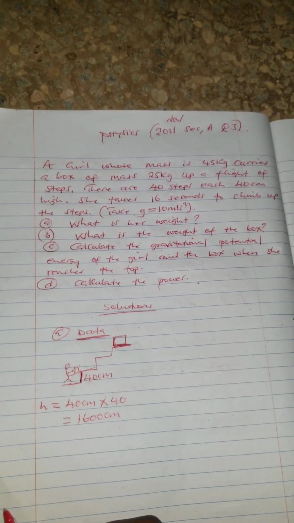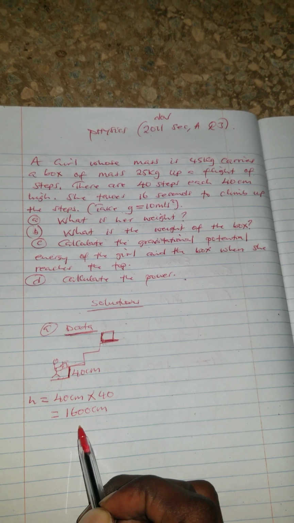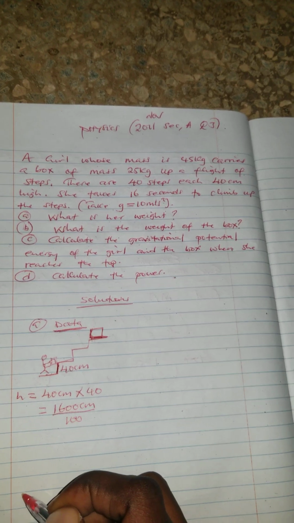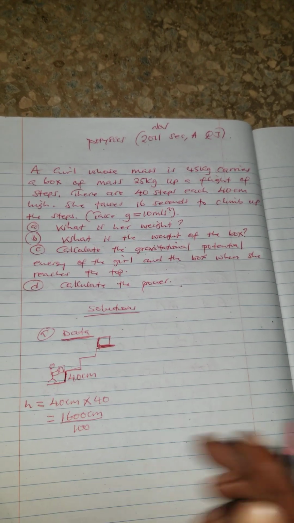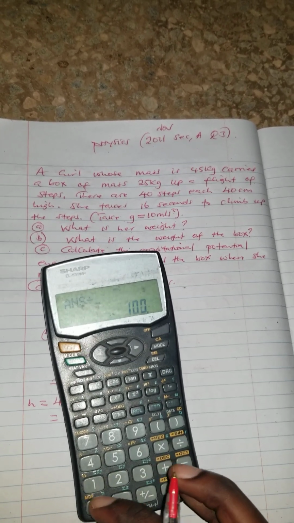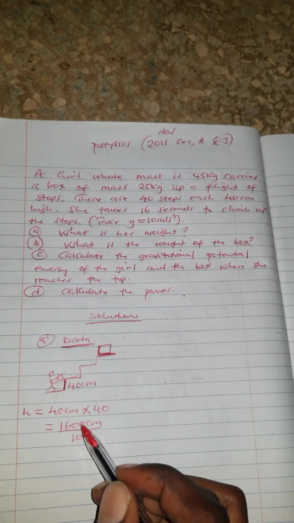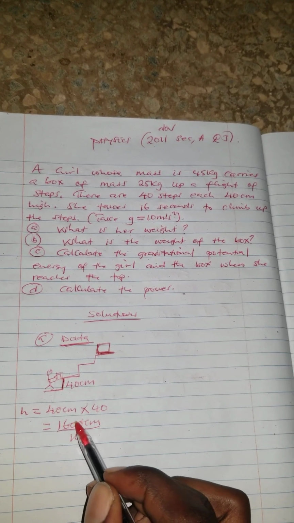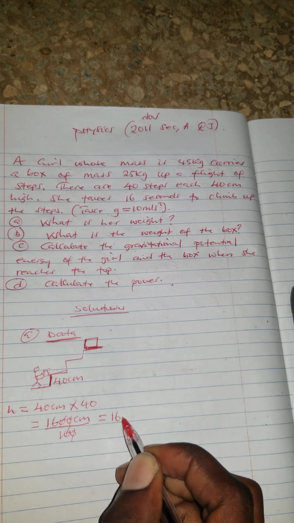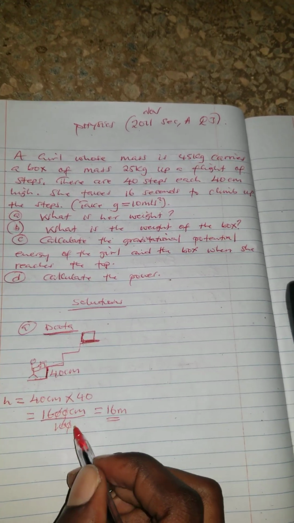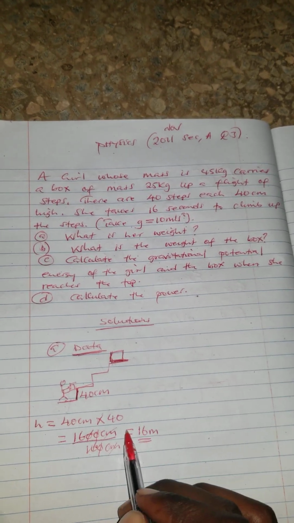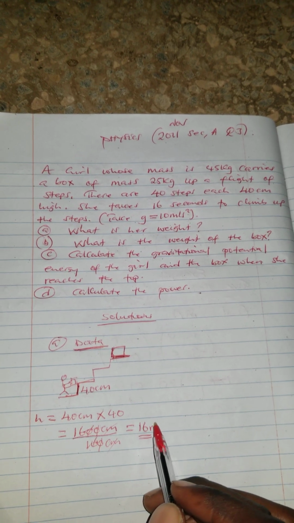Now we need to convert this 1,600 centimeters into meters. You simply divide by 100, because we know that 100 centimeters is equivalent to 1 meter. So dividing 1,600 by 100, the zeros cancel, and we get 16. So this will be 16 meters. The centimeters cancel there. So this is the height that this girl is going to climb as she is lifting this box.